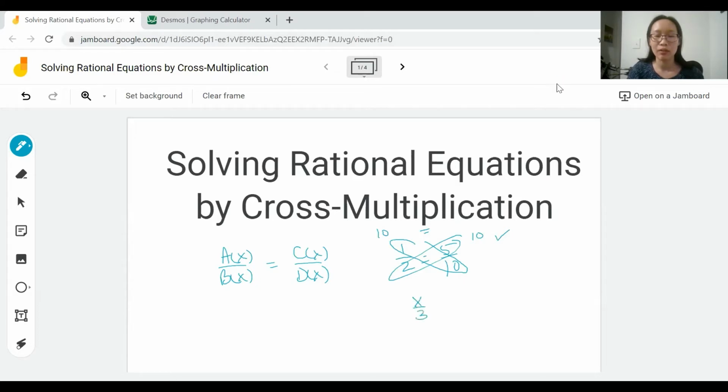So for example, if I have x over 3 is equal to 4/9, I know that my cross products are going to be equal. So 9 times x is going to be 3 times 4. And that means 9x is equal to 12. If I divide each side by 9, I get x is equal to 12/9, which I can divide by the greatest common factor of 3 to get 4/3. Let's take a look at an example.